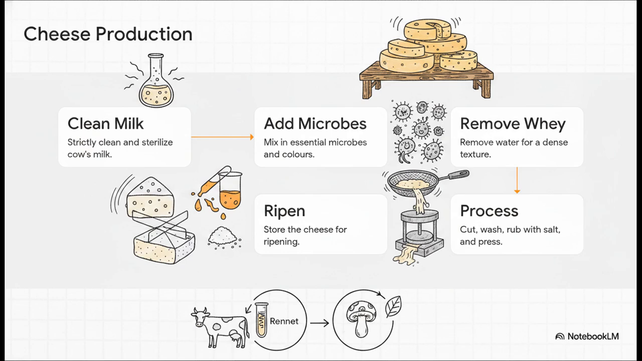Now, making cheese requires a bit more skill, and it happens on a massive scale all around the world. We always start with strictly cleaned and sterilized cow's milk. Then, we mix in those essential microbes and sometimes colors to impart that specific sourness and look. Next comes a very crucial step: removing the whey. That's the water content, and removing it gives the cheese its dense, cellular texture. Finally, this solid mass is cut, washed, rubbed with salt, pressed, and stored away for ripening.